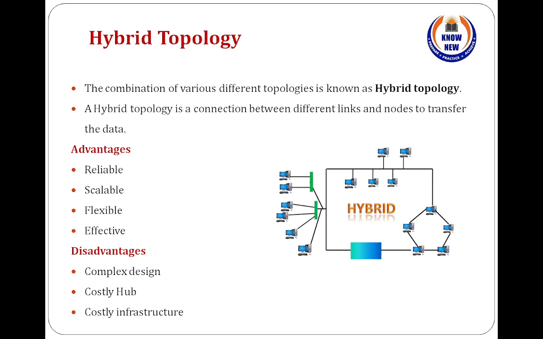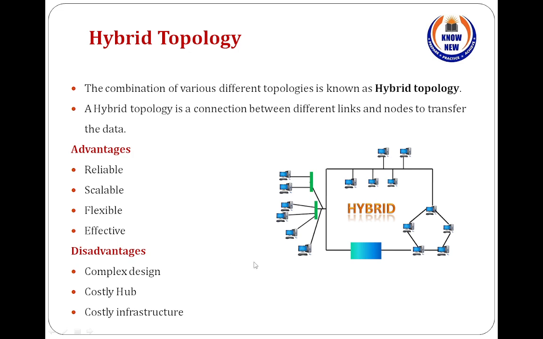And the final topic is the hybrid topology. You may already be familiar that hybrid means a combination of more than one topology or technique. If you look at this diagram, you can see a star topology, a bus topology and a tree topology. All three different types of topology have been combined together. So that is the hybrid topology.